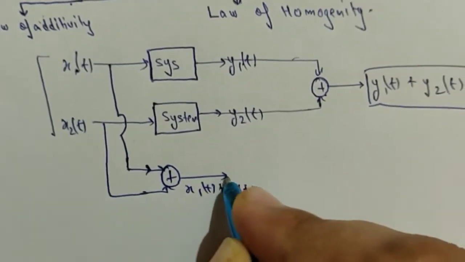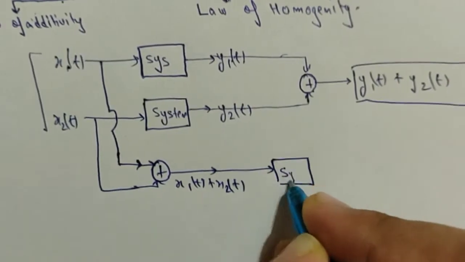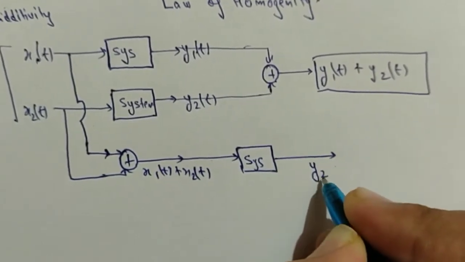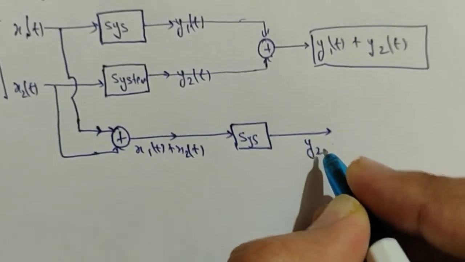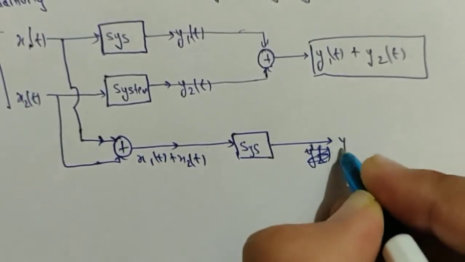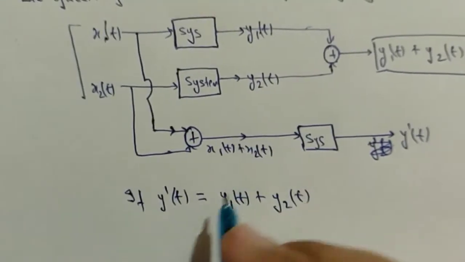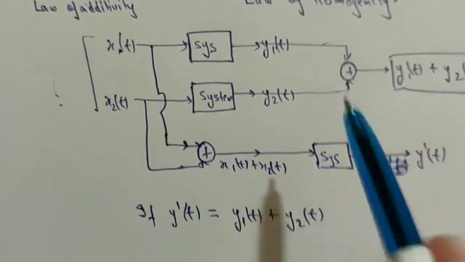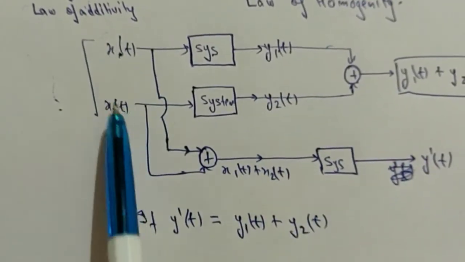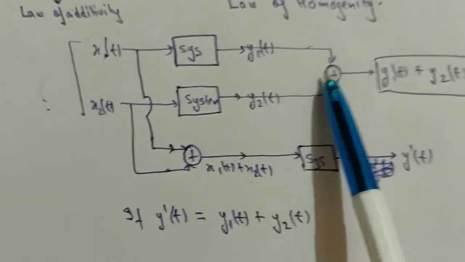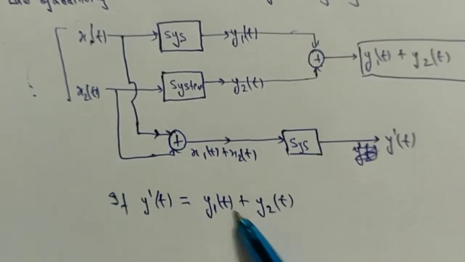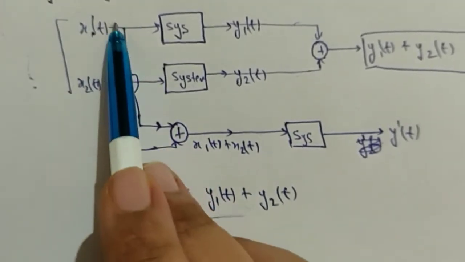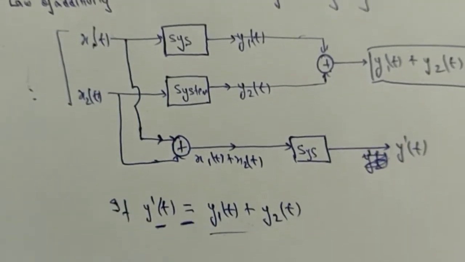Now you put the added inputs in the system, and the output which you will get, let's name it y dash t. If y dash t is equal to y1 of t plus y2 of t, this system follows law of additivity. So what is law of additivity? If you apply two separate inputs to the system and get two separate outputs, the addition of those two outputs should be equal to the output which you will get when you add those two inputs by combining them into the system. This is law of additivity.